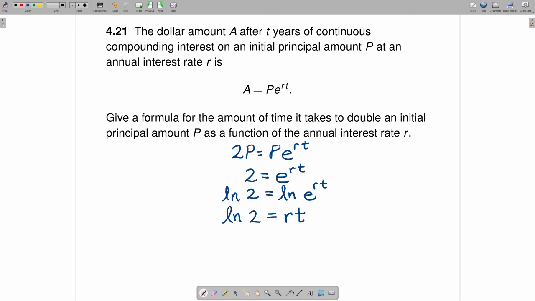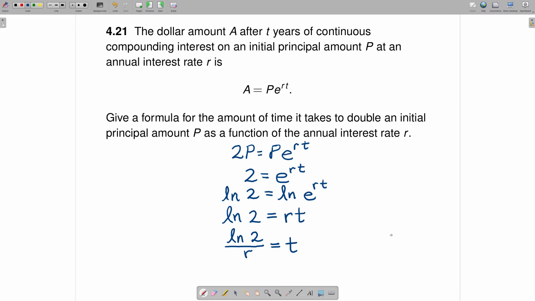Once again, we're trying to solve for the time, T in this case, and the last step here is going to be dividing both sides of this equation by R. So when you divide the left-hand side of the equation by R, you get the natural log of 2 divided by R. When you divide the right-hand side of the equation by R, you just get T.